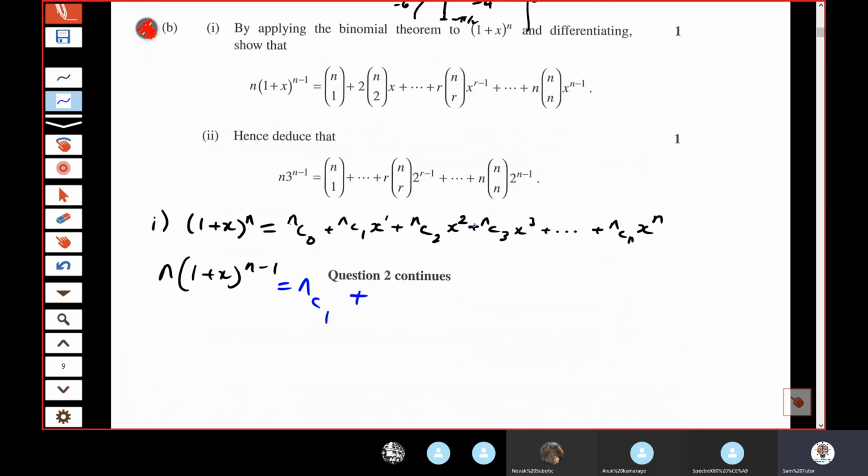Plus 2, how do I differentiate nC2 x squared? Well, what do you do with x squared? You bring the 2 down, that's it. 2 nC2, you take away 1 from the power, x, plus 3 nC3 x squared, plus dot dot dot, plus you bring the n down, and observe. Do I have it? That's just trying to say it happens at any r value, which is fine. And there's your n. Done. 1 mark. I'll pause. Any questions?